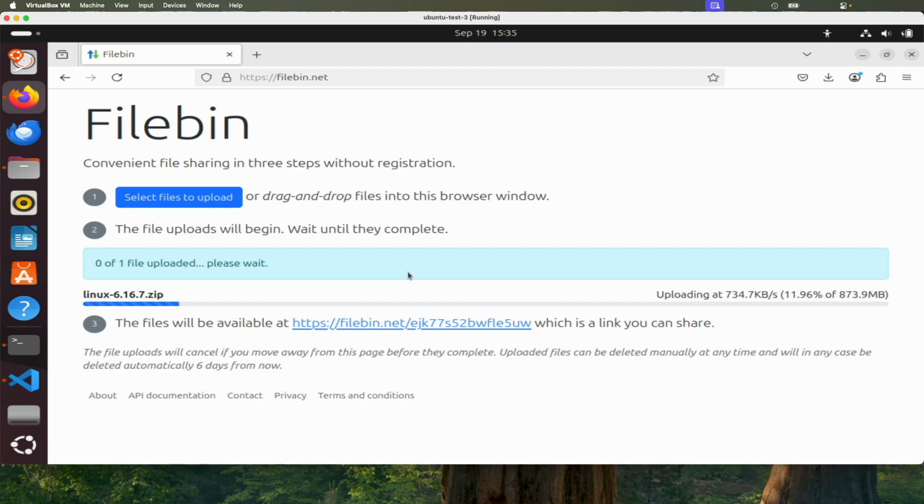About 735 kilobytes per second, and 12.5% has been uploaded. About 750 kilobytes per second.